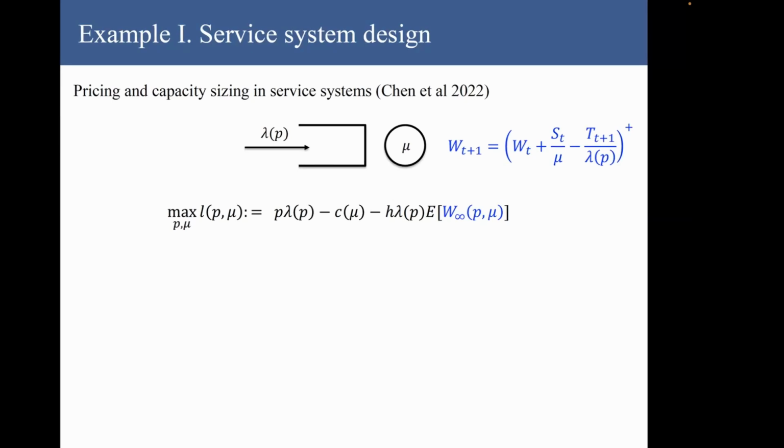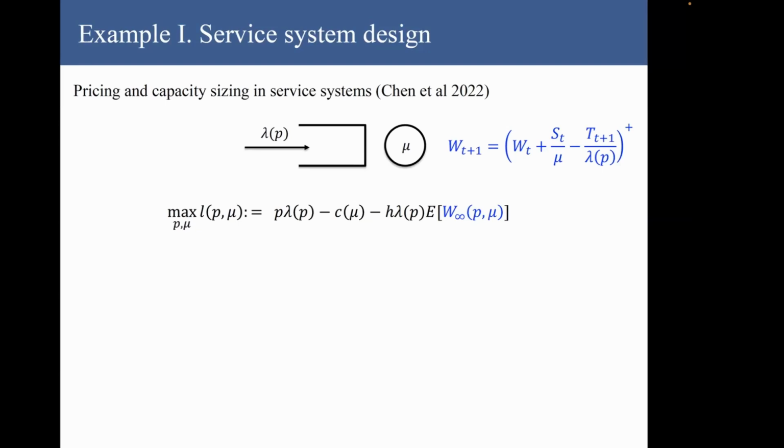Here, what I'm interested in is maximizing some function, which has a revenue term: the price I'm charging times the demand arrival rate. I pay a cost for providing faster service, so there is a cost associated with how fast I serve customers. I also pay a cost by keeping my customers waiting. So this last term is a penalty for bad quality of service, or for keeping customers waiting.